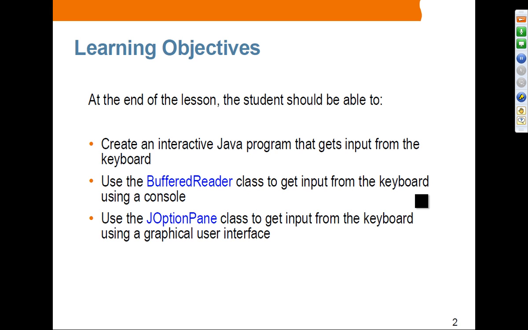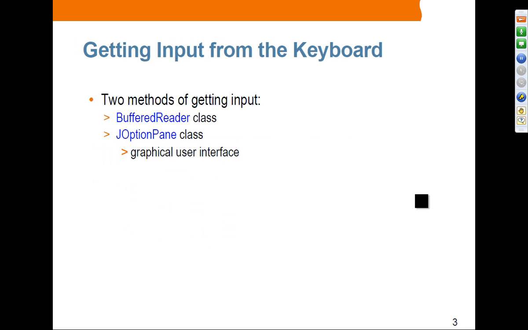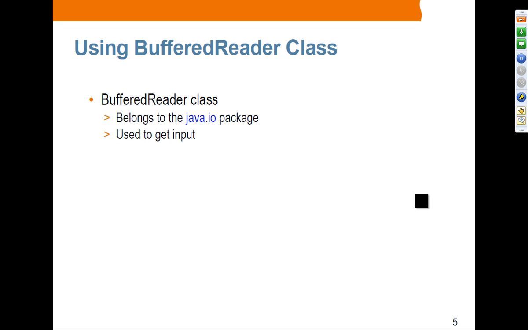There are two different ways that you can read some input from the keyboard. One is using the BufferedReader class, and the other one is a GUI class called JOptionPane. Okay, so we're going to take a look at both of these. BufferedReader is from the command line, and JOptionPane is from the graphical user interface. So let's take a look at the BufferedReader class.